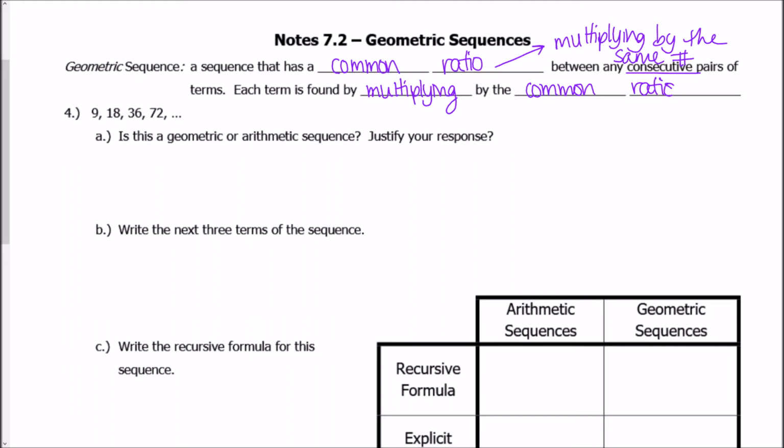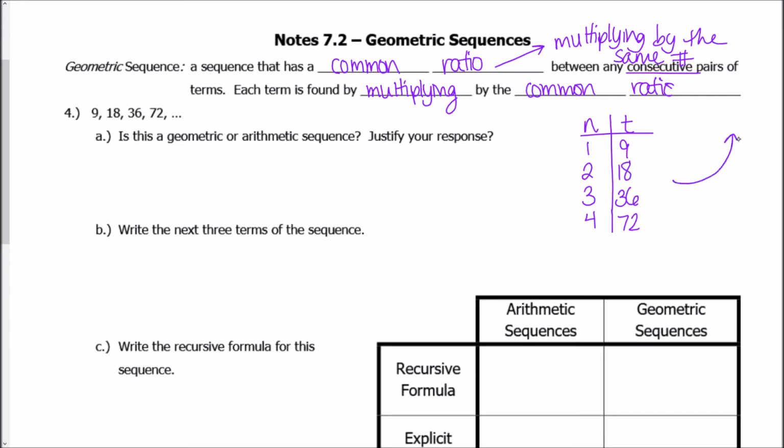So in question number 4, the sequence that we're given is 9, 18, 36, 72, and so on and so forth. So what this is saying is, when my term number, which we always call n, is 1, our actual term is 9. When our term number is 2, our actual term is 18. When our term number is 3, our actual term is 36. Fourth term will be 72, and so on.